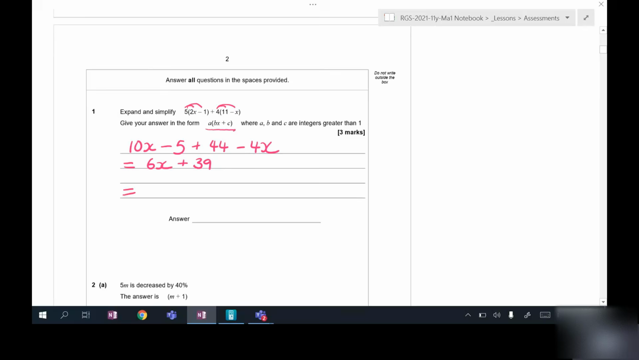So we need to factorise out a number. So 3 goes into 6x and 39. And then 3 times 2x gives me 6x, and 3 times 13 gives me 39.